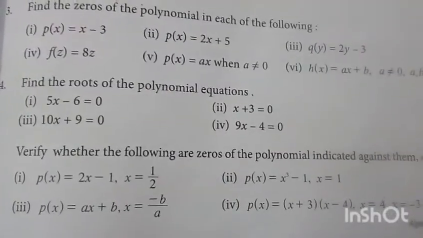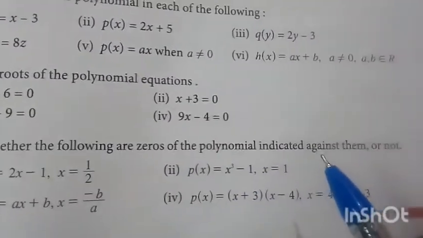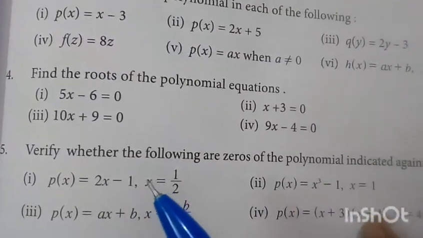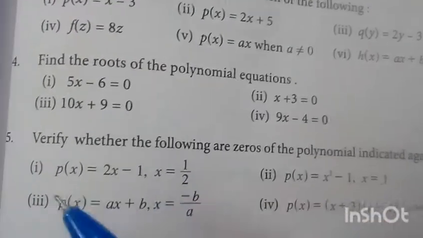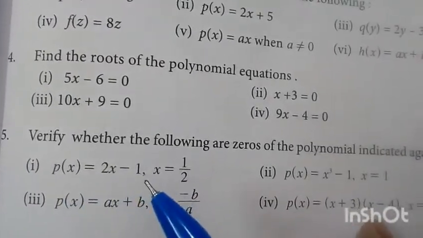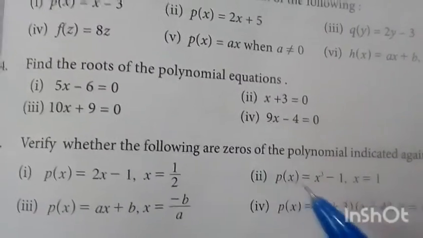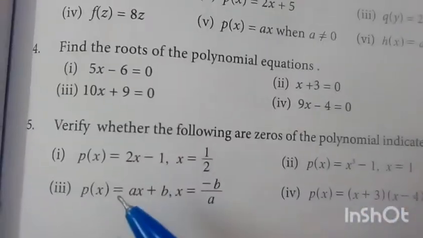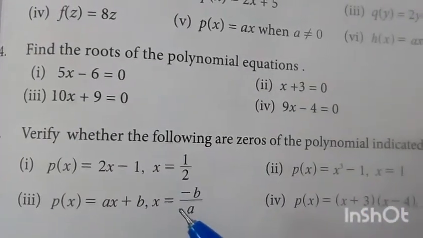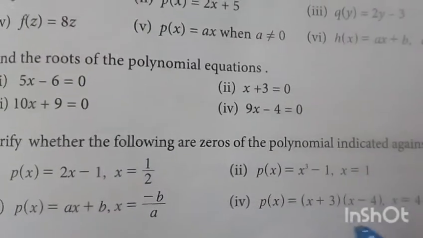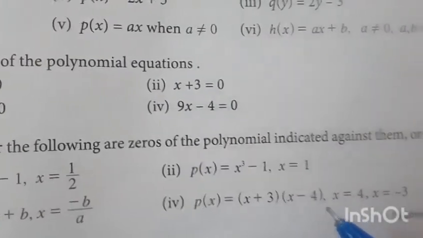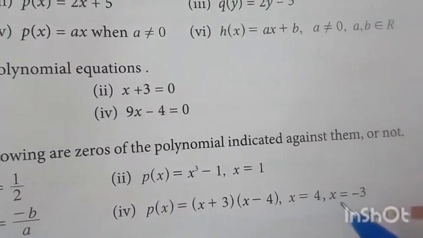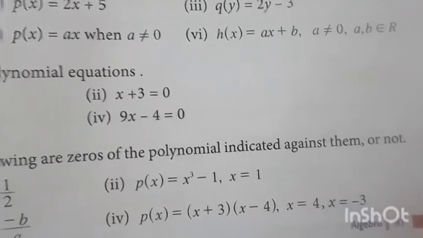Now fifth question, verify whether the following are zeros of the polynomial indicated against them or not. We want to check whether the given one is a zero of the polynomial or not, we have to verify. First problem, p of x is equal to 2x minus 1, x equal to 1 by 2. Second problem, p of x is equal to x cube minus 1, x equal to 1. Third problem, p of x is equal to ax plus b, x equal to minus b by a. Fourth problem, p of x is equal to x plus 3 into x minus 4. The x values, x equal to 4, another x value, x equal to minus 3.